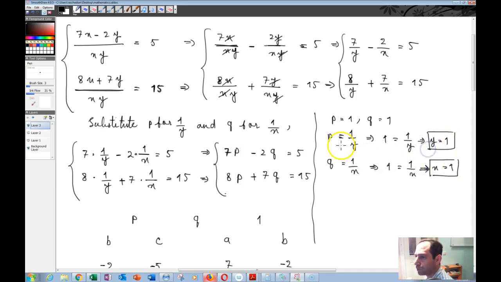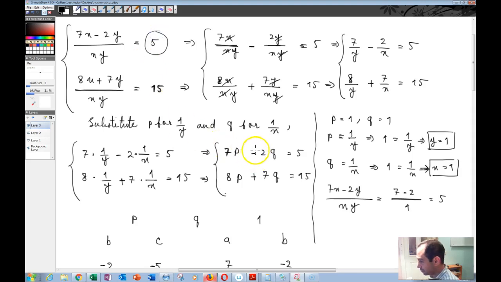So now if you take any of these equations, for example 7x minus 2y over xy, that's equal to 7 times 1 is equal to 7, negative 2 times 1 is equal to negative 2, 1 times 1 is equal to 1, that's equal to 5, and that's basically the answer that you have over there.